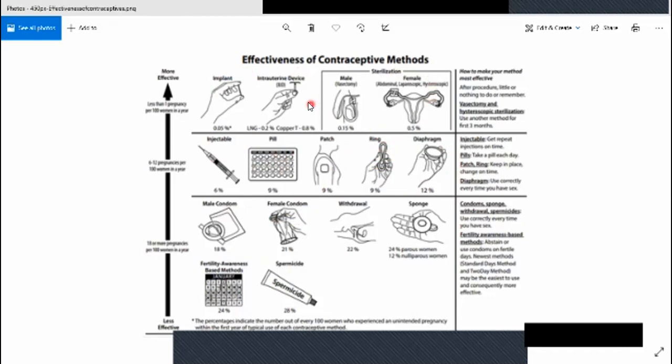Out of the best methods, it is observed that the implant gives the best result, and intrauterine devices like copper T also give the best result. But obviously, the implant and copper T are surgical methods, so we need to be very careful in case of IUD. Sterilization, obviously, if vasectomy or tubectomy is done, then there is no chance of pregnancy. So this will be the most accurate method. Now let all of us have a look at the video of this.